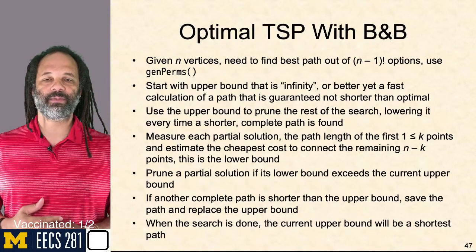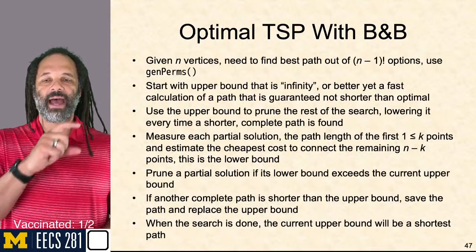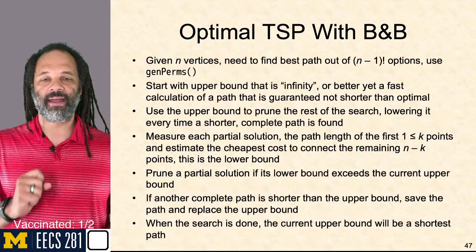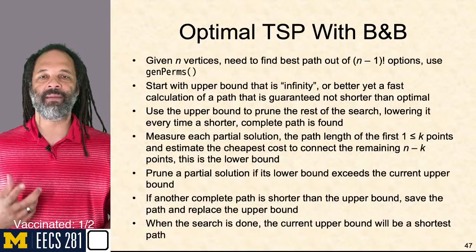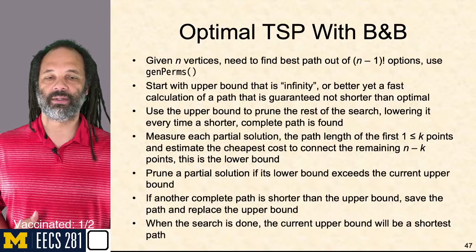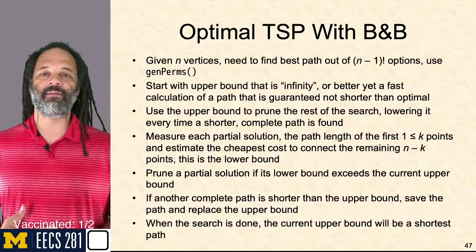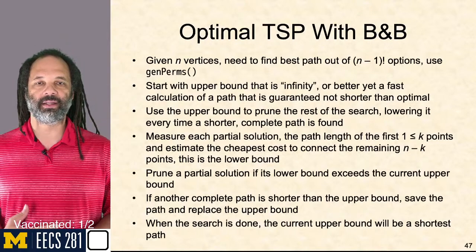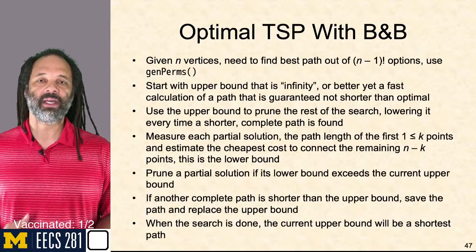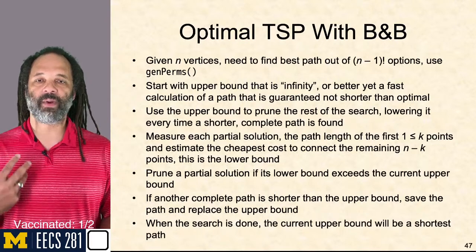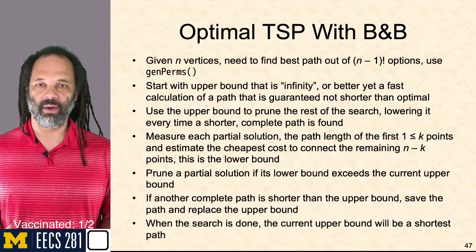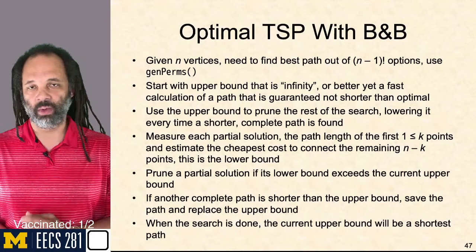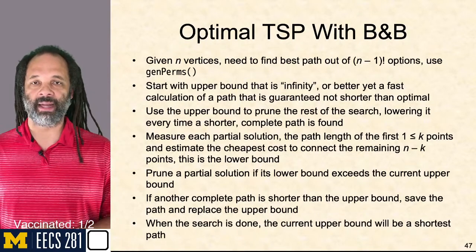Optimal TSP with B and B. So we've got these n vertices. I need to find the best path out of n minus 1 factorial options, right? I don't have to do n factorial choices because I know where home base starts. You don't have to permute position 0. That's where you start. So don't do n factorial work when you could do n minus 1 factorial work.